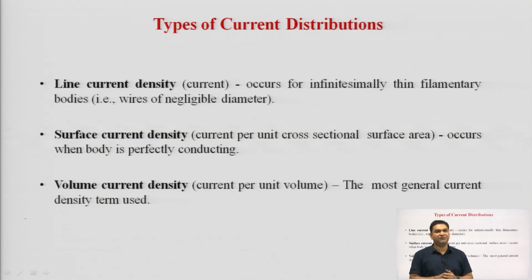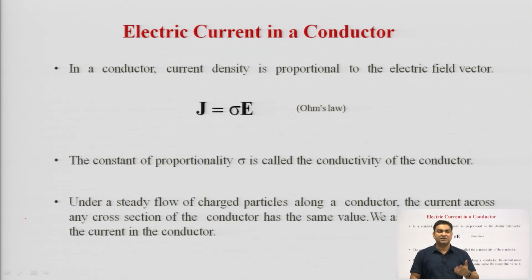The forms of different current densities are given in 3 terms: line current density, surface current density, and volume current density. All these 3 are similar to the charge densities. You have already studied about this, where line current density, surface current density, and volume current density are being used. This is the electric current in a conductor, where the current density is defined in terms of sigma E. We have already used it in the continuity equation, and this is very important, Ohm's law.